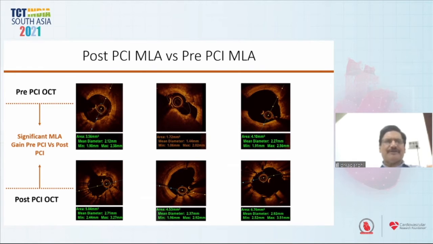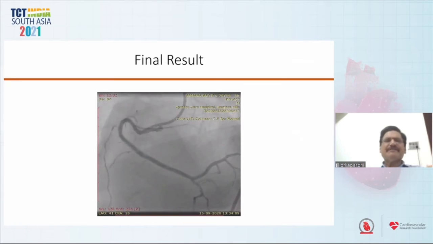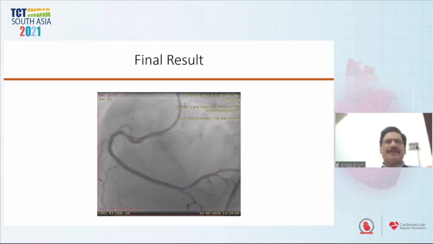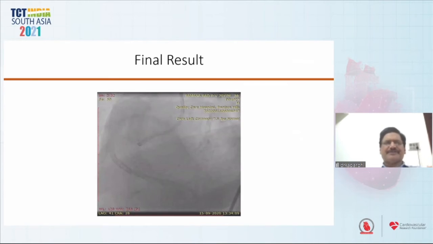Distally from 3.5 to 5.8, and at the lesion site 1.7 to 4.5 square millimeter, proximally from 4.1 square millimeter to 6.7 square millimeter, indicating adequate minimal stent area gain. And this is the final result, indicating a good TIMI 3 flow without any under expansion.